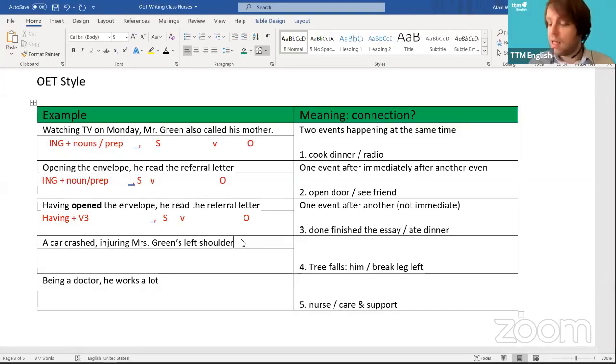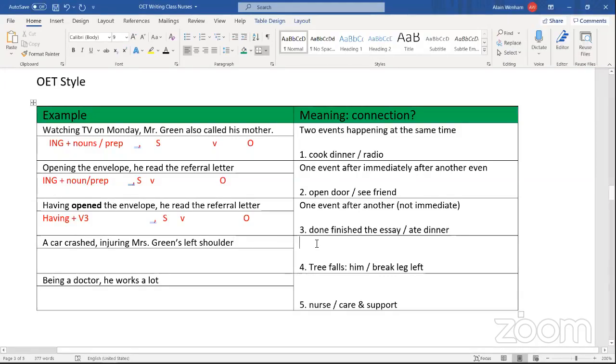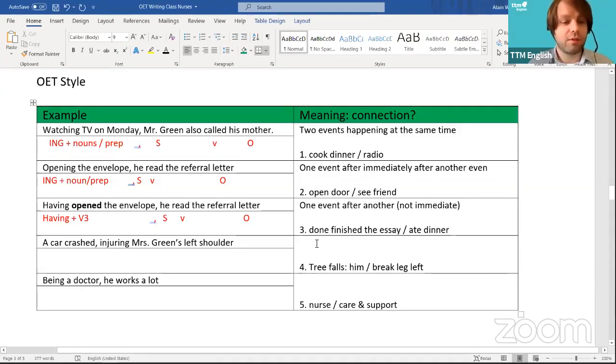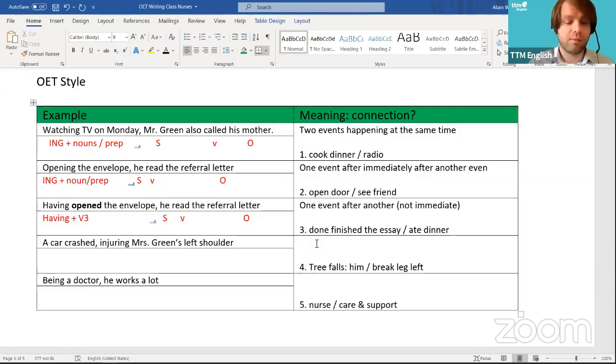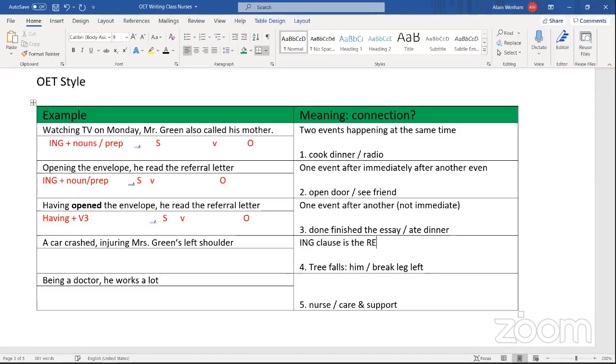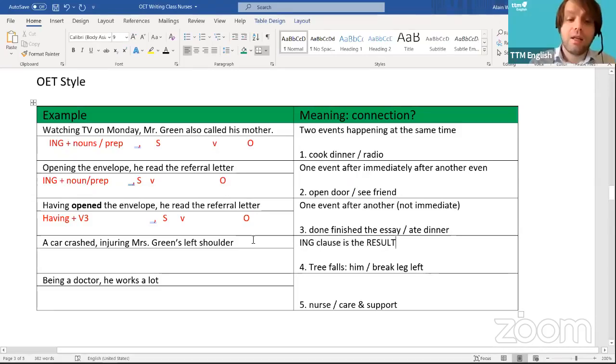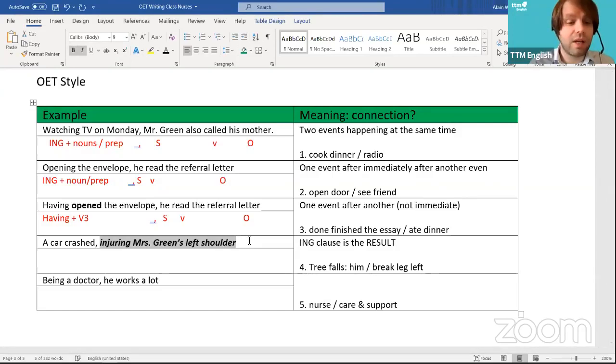Okay. Now, let me just get Gizem, are you there? Yeah, I'm here. It's very important, this, okay? Which one is the result? Which clause? Second clause, right? So the ing clause is the result. I want to emphasize that to you all. Microphones off, please. Notice that this one is the result. Just pay attention because later on that's going to be important.